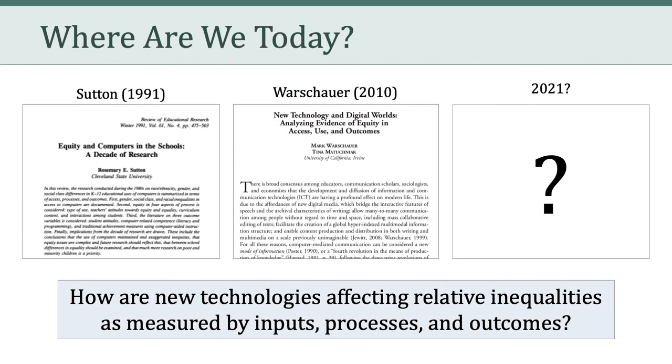So my question for you is this. Where are we today as we begin to approach the fall of 2021 and the beginning of 2022? What would we say today? And how are new technologies affecting relative inequalities as measured by those inputs, processes, and outcomes?